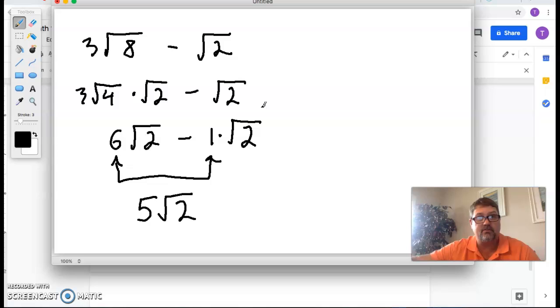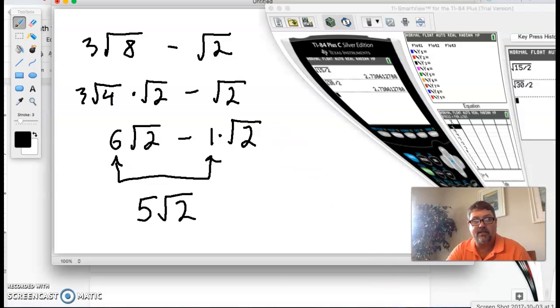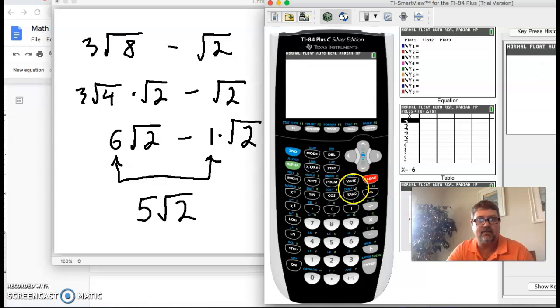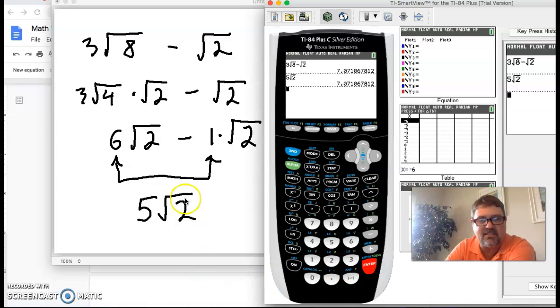And again, like I told you in the last video, one way to kind of convince yourself this is all working out is to throw it in the calculator and get an approximation. Especially if you were going to submit this in IXL or something like that, you don't want to get your points dropped. So 3 square root of 8 minus square root of 2. Let's get an approximation for this first. Okay, so we come up with 7.07 or something like that. Now let's calculate our outcome. And we get the same thing. And now we know this is simplified because there is no perfect square factor inside this radicand.